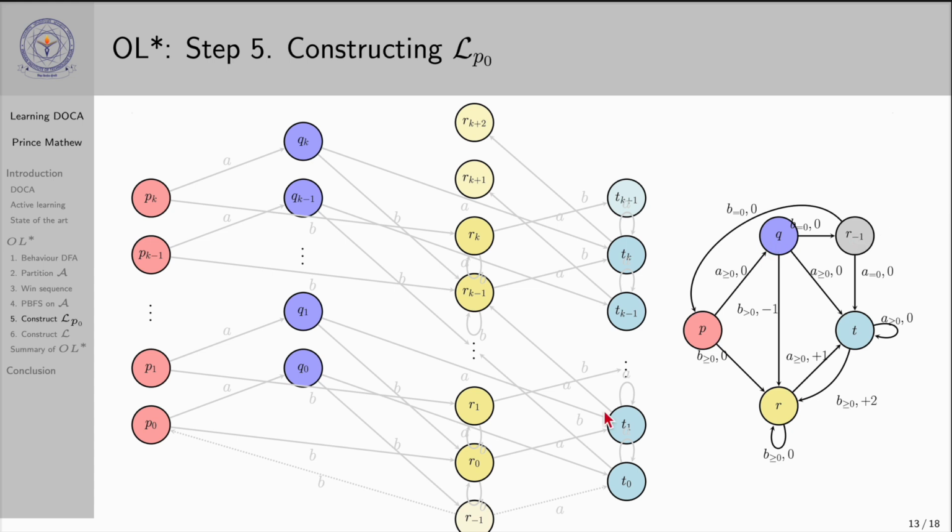So this state will always be reached with counter value 0. So from Q on B equal to 0, you will go to the state R minus 1. Okay, so the state with counter value 0. And from this state on a B, you would go to the state P with counter action 0, and to state T on reading an A with counter action 0.